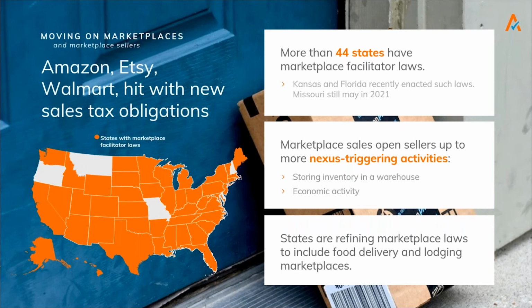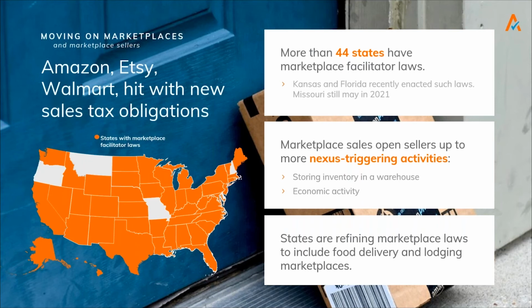The marketplace sales open sellers up to Nexus triggering activities. So if you are using a marketplace for your sales and your fulfillment, storing inventory in a warehouse in a state could create a Nexus generating activity for you. And then also the economic activity in that state can also expose you to Nexus in that state. So the states are refining their marketplace laws. A lot of times they want to include food delivery and lodging marketplaces as well. So it's an important area to keep an eye on.